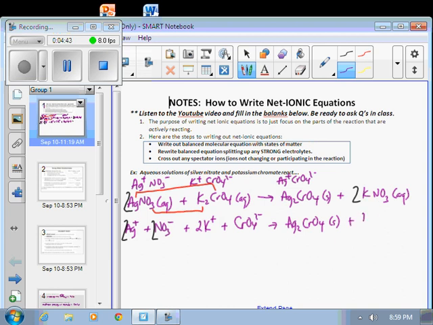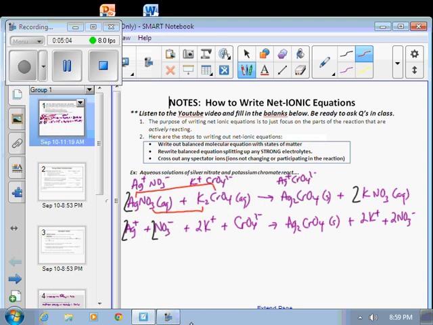This guy's going to split up, so 2K+ and 2 nitrate. Now technically you could go back and label all these things that broke up as aqueous, but we're not going to bother because we're not done yet. Now here's the really fun part. This third bullet says cross out any spectator ions.